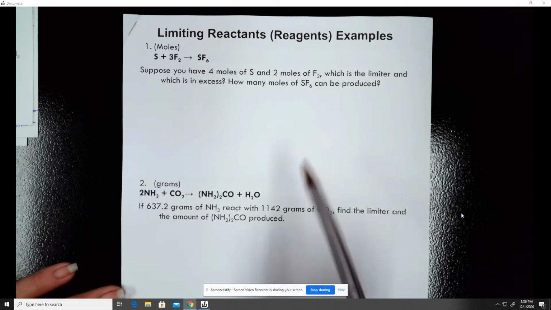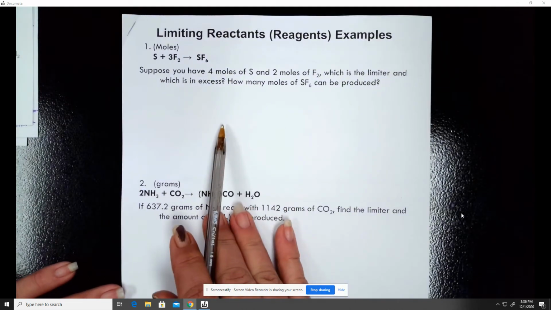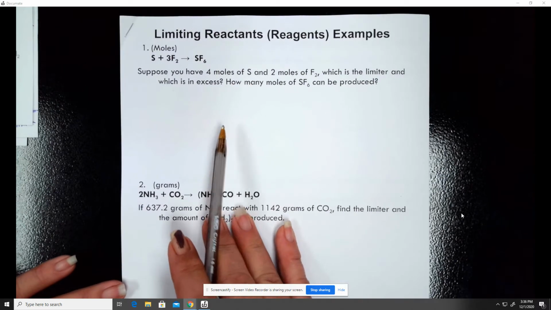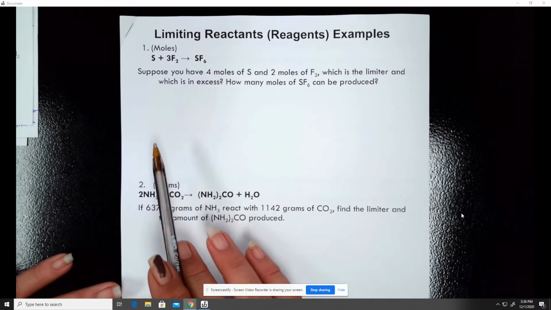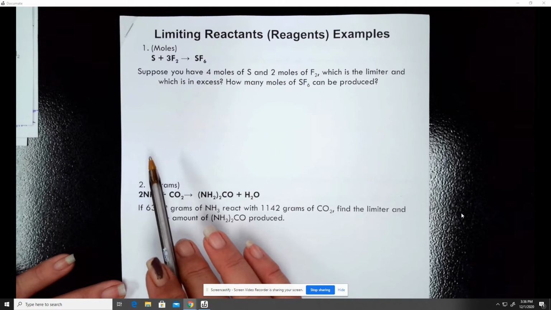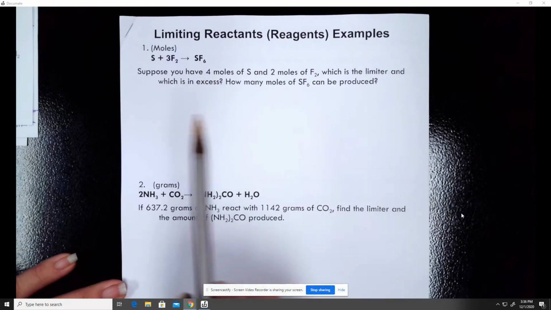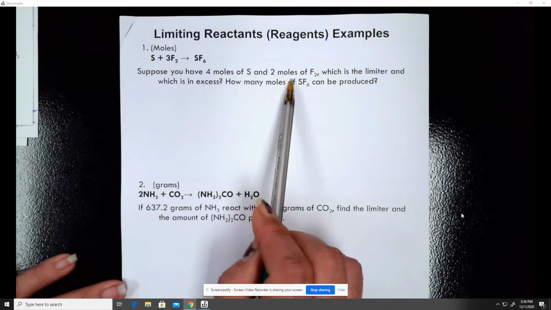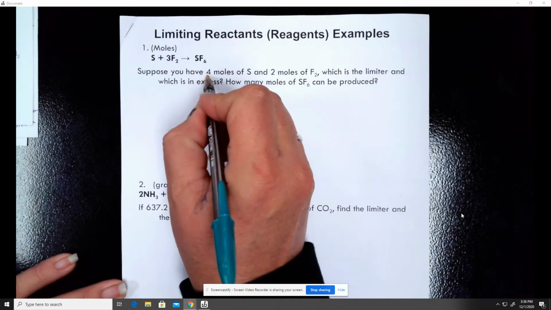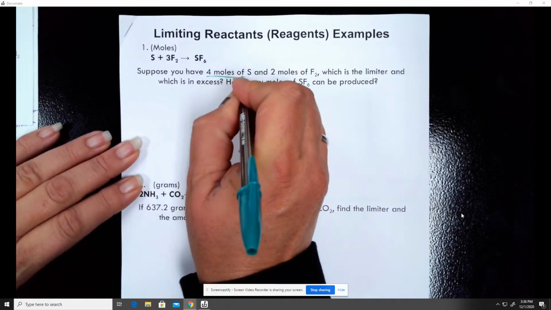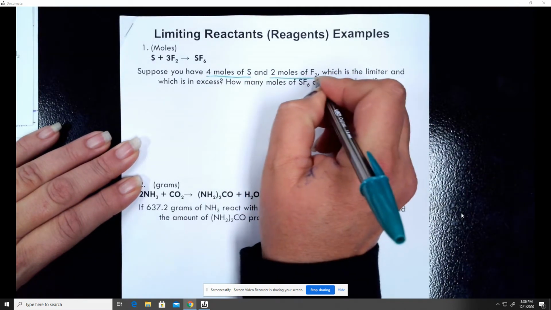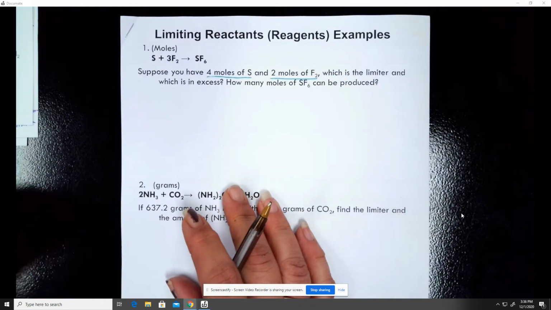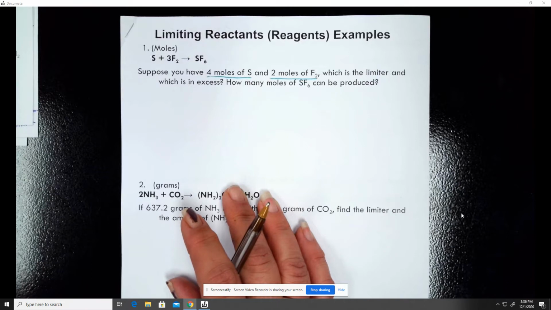All right, so limiting reactants are the ones that are going to determine how much we can actually make. And you guys have already seen those Edpuzzles where it's asking about the limiter or the excess. So for these problems, you actually have two givens, right? Notice it says you have 4 moles of S and 2 moles of F2. So this is how much we are actually starting our problem with.